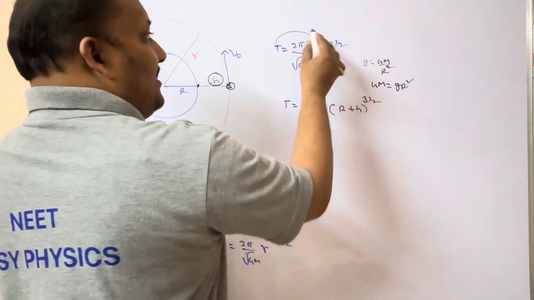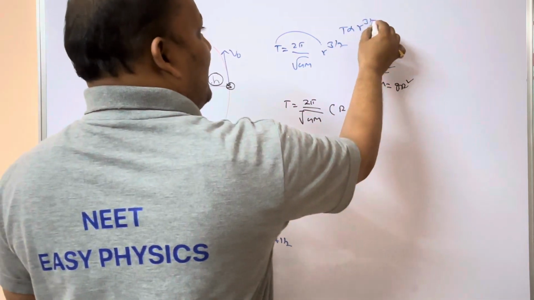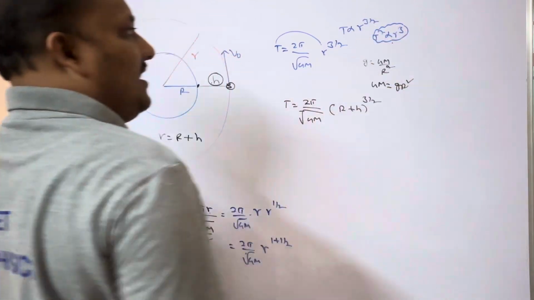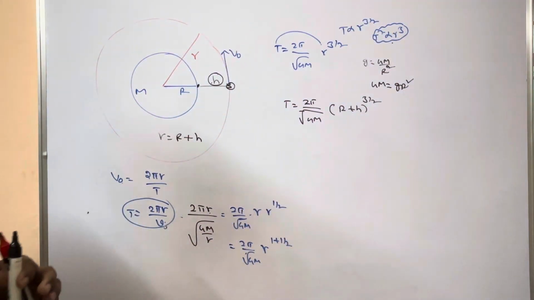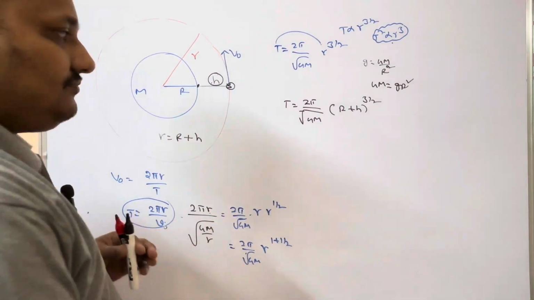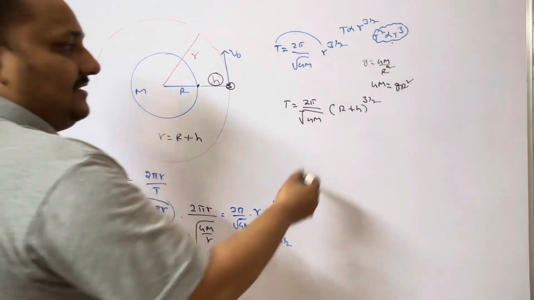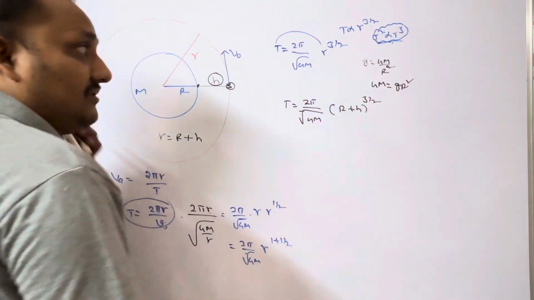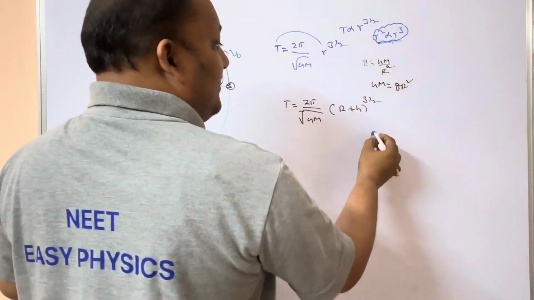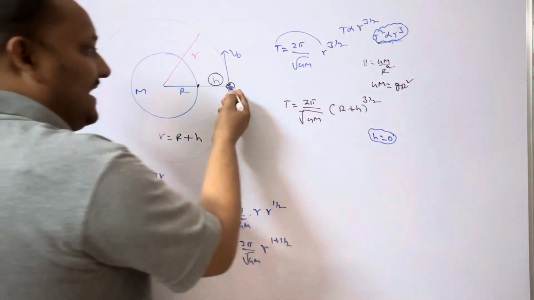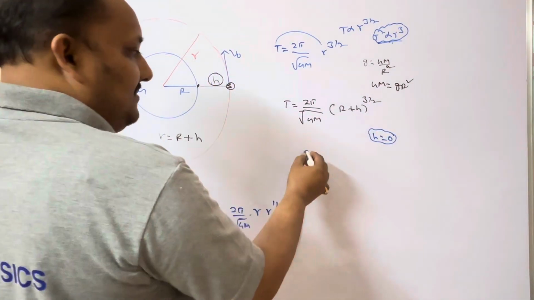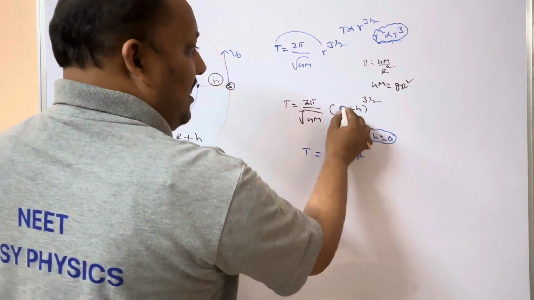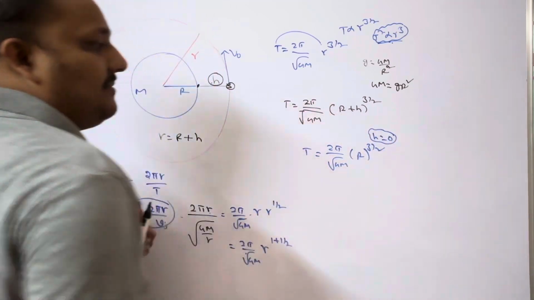So from this, T is directly proportional to r power 3 by 2, and T square is directly proportional to r cube. This is Kepler's third law. We will discuss Kepler's first law and second law later. This is the third law. On this, they also asked one question in 2025. If h is 0, the satellite is revolving near the surface. At that time, this formula is written as 2 pi by root GM, R whole power 3 by 2.